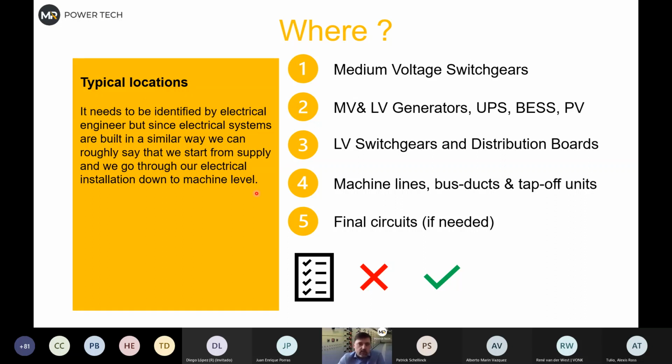So in practice it looks like this. We start from medium voltage switchgears and go down, maybe there are generators, UPS systems, battery energy storage systems, PV or wind, depending on what you have. Low voltage switchgears and distribution boards, panel boards on site, above 50 volts of course, and 208. Machine lines, I mean lines that are quite long, bus ducts and tap-off units, and final circuits if needed. This is not really specified well, so 208 volts and above 2000 amps shows a good current level.